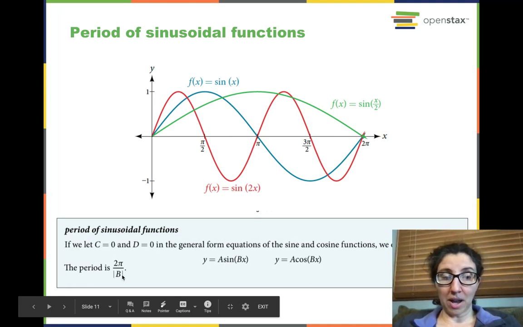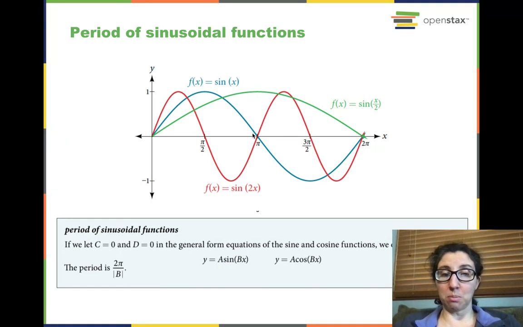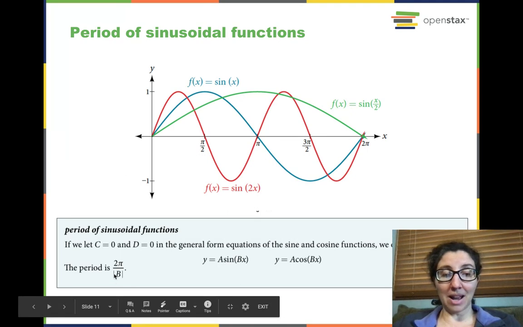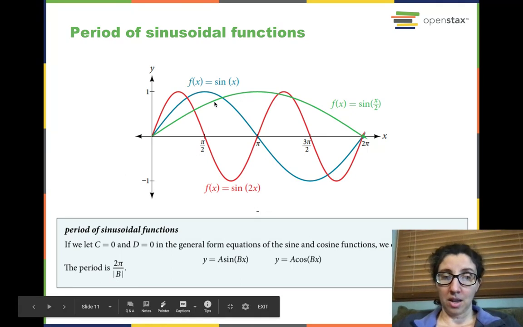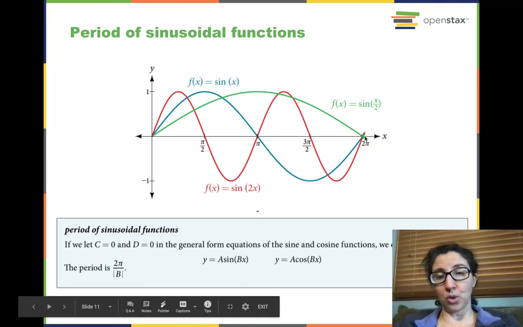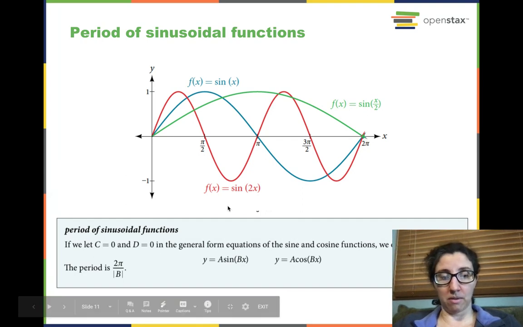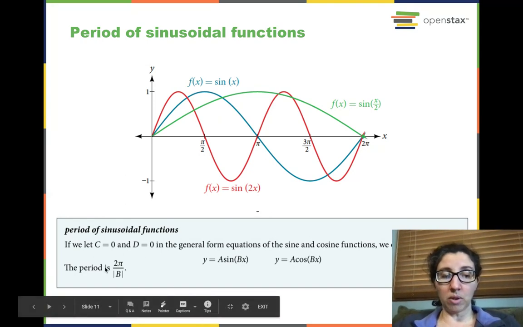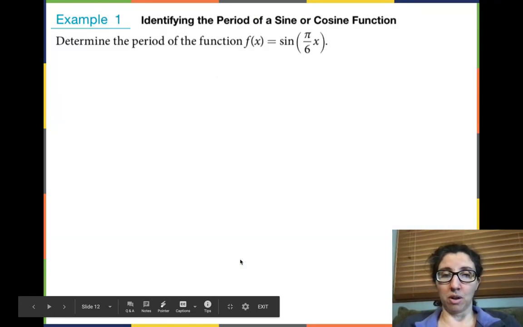So 2 pi divided by b would be pi, which sure enough, we see that red function has period pi. For this one, our b value is 1/2, right? So 2 pi divided by 1/2 would be 4 pi. Yep, if we completed this whole cycle, that would have period 4 pi. So this is an important relationship: 2 pi divided by b, where b is the coefficient of x. That tells you what your period is.